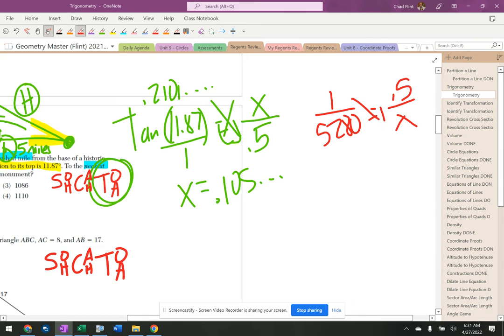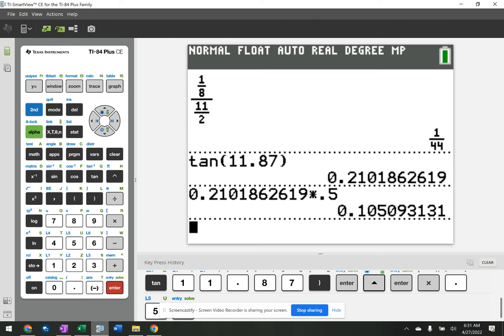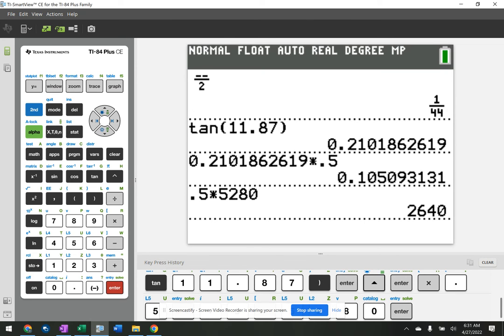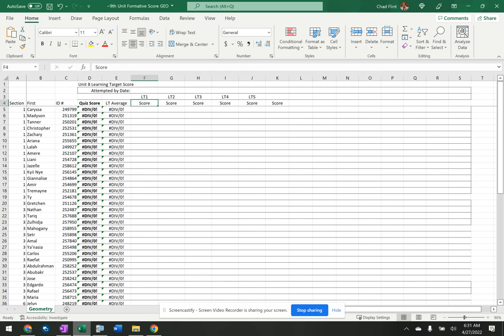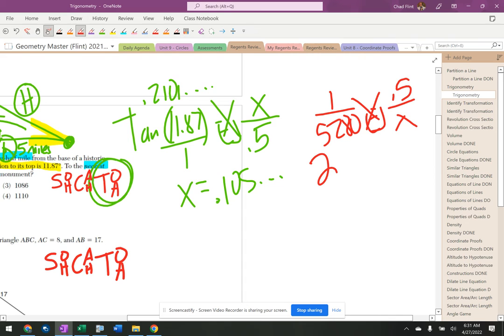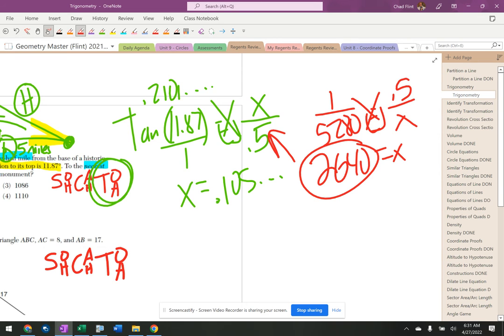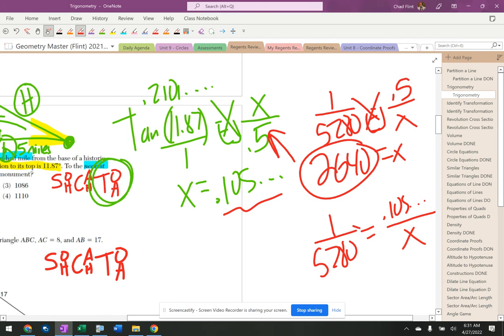This is not the only way to do it, but this is the easiest way to explain it. So a 1/2 mile is 0.5 times 5,280, 2640. Whoops, not the right thing. 2640 equals X. All right, so that's a 1/2 mile. So I could take that and put it right in there, or I can just convert this. So 1 over 5,280 equals 0.105 blah, blah, blah times X.